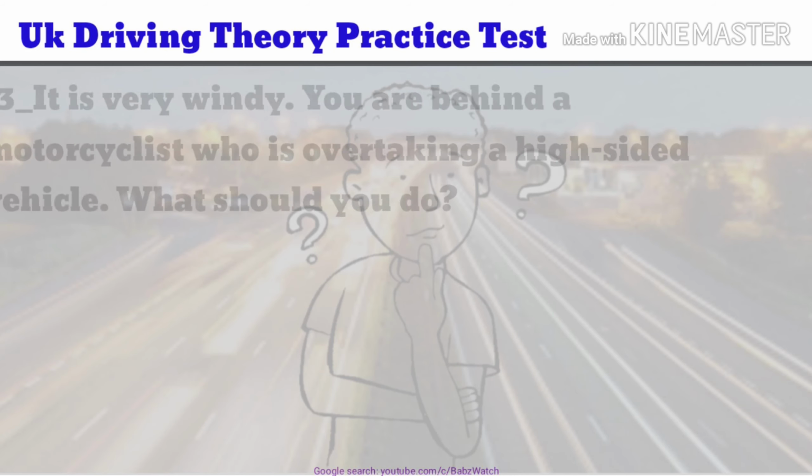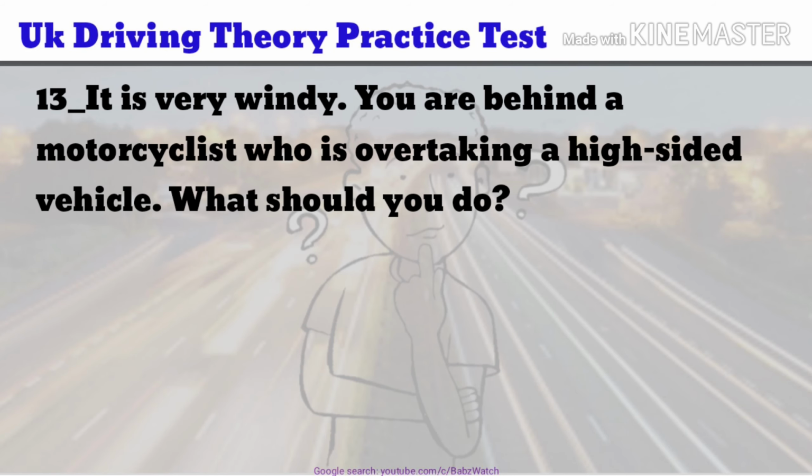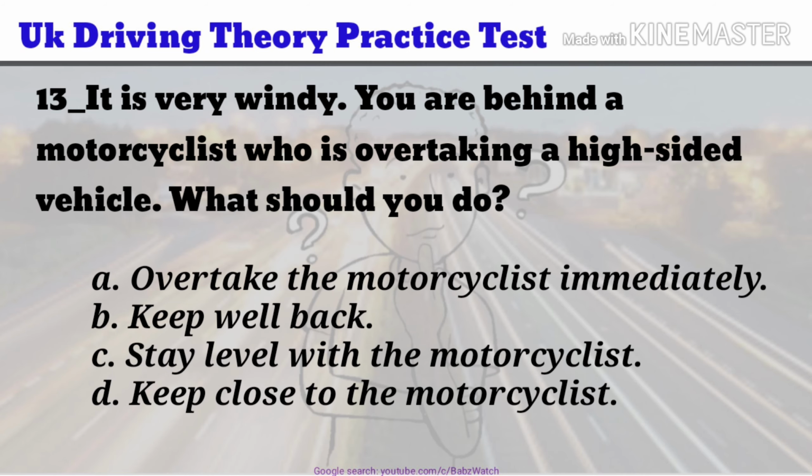UK driving theory practice test question 13 of 50. It is very windy. You are behind a motorcyclist who is overtaking a high-sided vehicle. What should you do? A. Overtake the motorcyclist immediately. B. Keep well back. C. Stay level with the motorcyclist. D. Keep close to the motorcyclist. The correct answer is B.